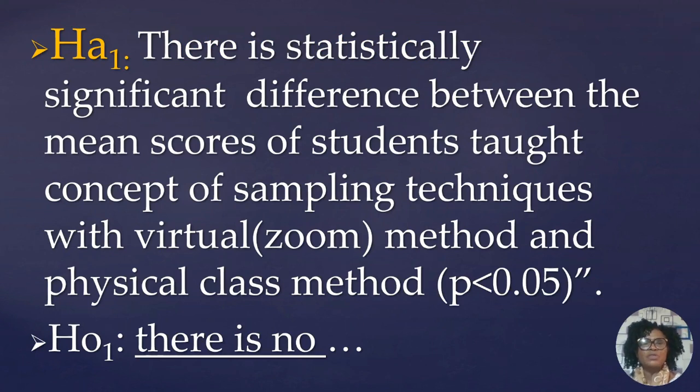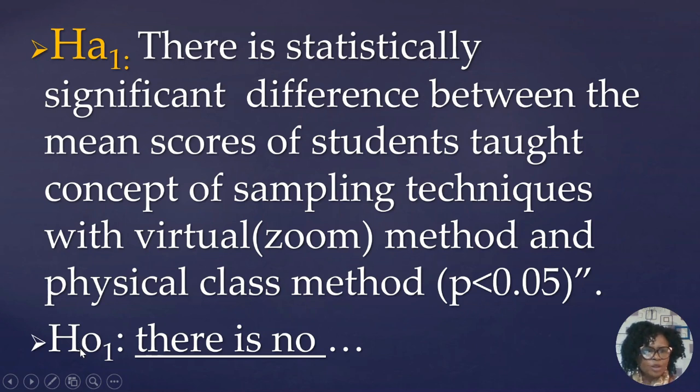Let us look at typical examples of how to state alternative hypothesis. HA1, that means we are talking about the first hypothesis for the study. There is statistically significant difference between the mean scores of students taught concepts of sampling techniques with visual or Zoom method and physical class method at a level of 0.05. If you remember the first one, we used the words there is no in the null, because null stands for no. But in this alternative, we are not saying there is no. There is. So we say there is statistically significant difference between the mean scores of students taught concepts of sampling techniques with visual or Zoom method and the physical class method at a probability less than 0.05.